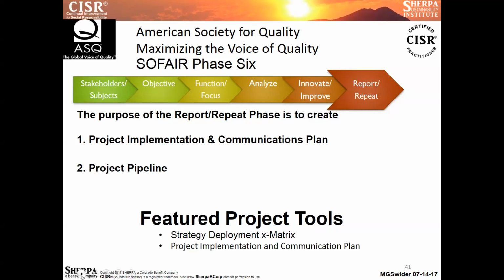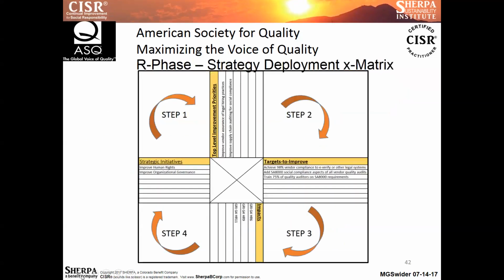And I can show you here the strategy deployment matrix and the project implementation and communication plans as 2 tools that can be used for that. We have the strategic deployment matrix, and if you see one builds into the other, this one is just a template. We didn't finish this part here, but you will be putting top-level improvement priorities in this side, targets to improve, impacts, and strategic initiative, and it all repeats, it all attached to each other in order to deploy the solutions that you are suggesting for this continuous improvement project using the SOFAIR methodology.